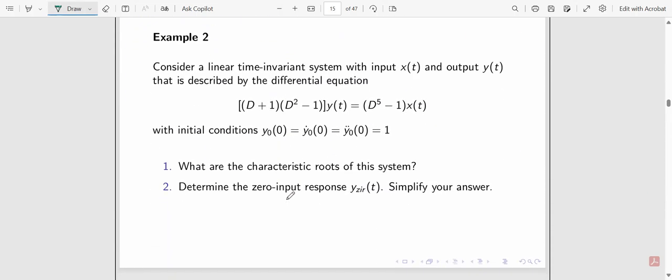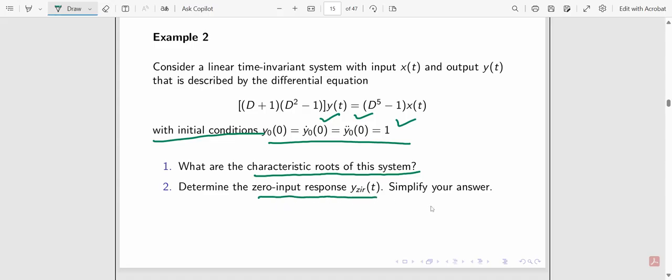This is the second example. This is also in the same way, but what is the initial condition over here? One derivative, two derivative, that is equal to one. So the question from you: what are the characteristic roots of this system? And determine the zero input response.